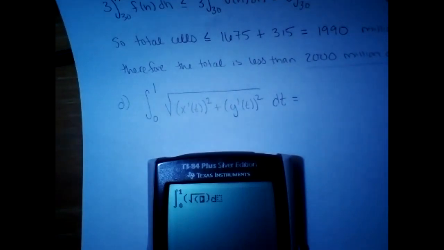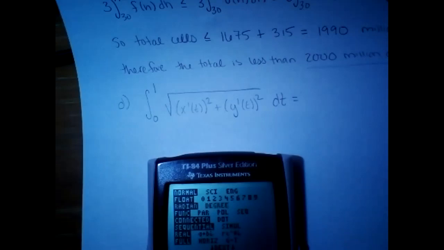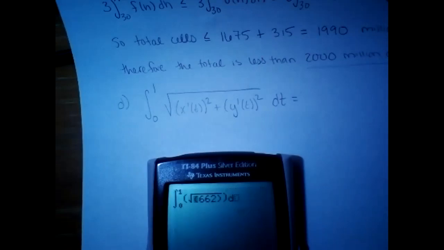So parenthesis, x prime was 662 sine. Oh, you know what? I need to change my mode back to radians. We're doing degrees in pre-calc right now. 662 sine of 5x, and then close parenthesis squared plus, all right, now we're going to do y prime, which is 880 cosine of 6x, close parenthesis squared dx. And it's a monster to type, but that'll just give you your answer when this eventually comes up again.